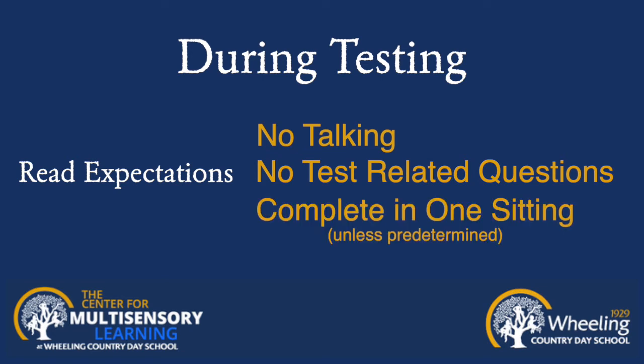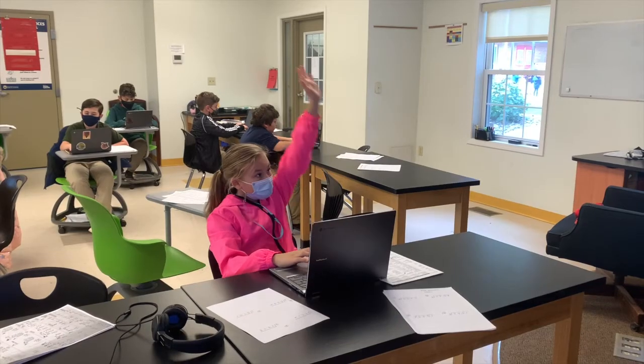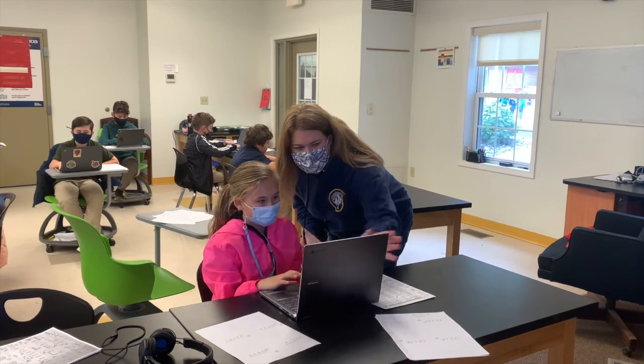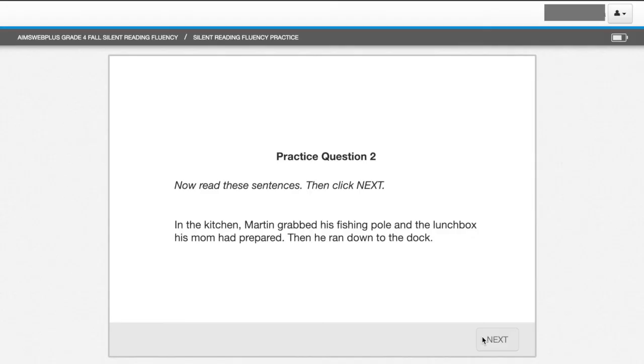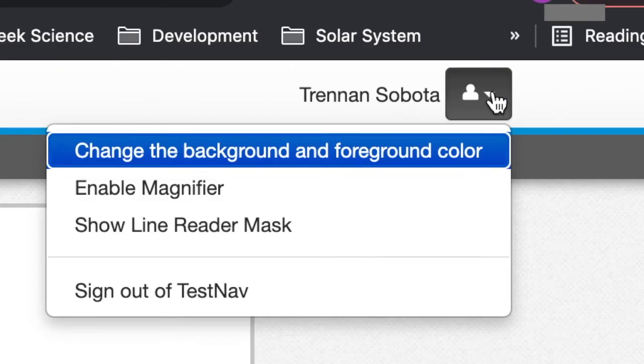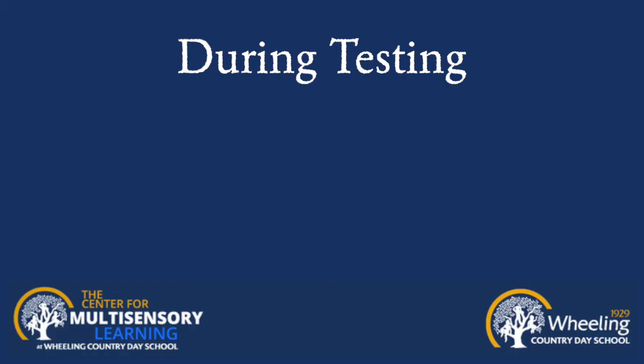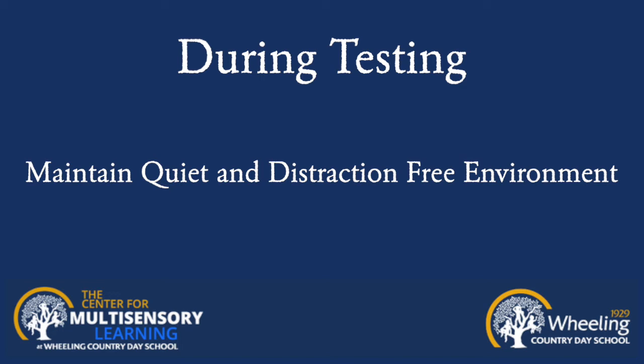Students should complete the assessment in one sitting, unless otherwise determined by the proctor and facilitator. If a short break is necessary, students should quietly raise their hand so the proctor can save the progress. When finished, students should quietly raise their hand for the proctor to finalize and begin the oral reading fluency assessment. This is completed by clicking Log Out and Return in the upper right portion of the screen. The proctor should maintain a quiet, distraction-free environment during all assessments.